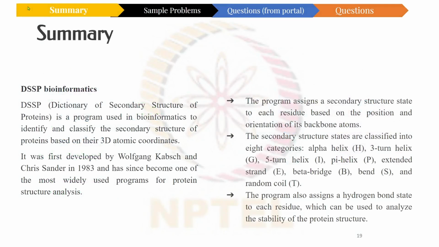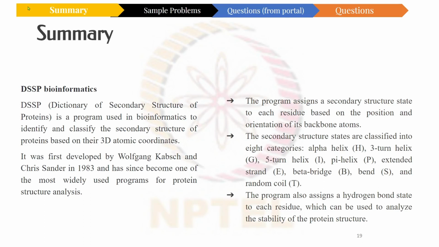So coming to the tools that can help to predict the secondary structure of proteins, the first and foremost used is DSSP, which stands for Dictionary of Secondary Structure of Proteins. It is a widely used program in bioinformatics for analyzing the secondary structure of proteins. It was first introduced by Kabsch and Sander in 1983 and has become an essential tool for researchers studying protein structure and function.